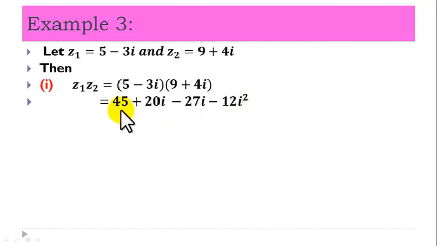Then collecting the real part together, we'll have 45 plus 12. Then 20i minus 27i will give us minus 7i. And this is equal to 57 minus 7i.